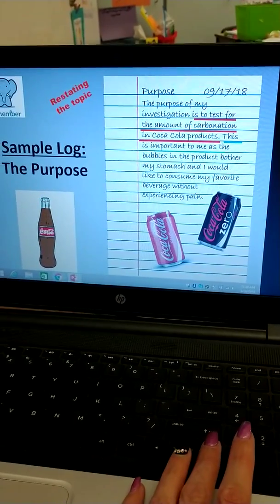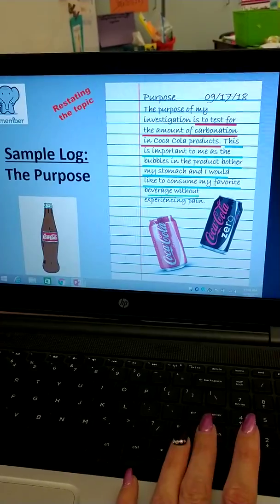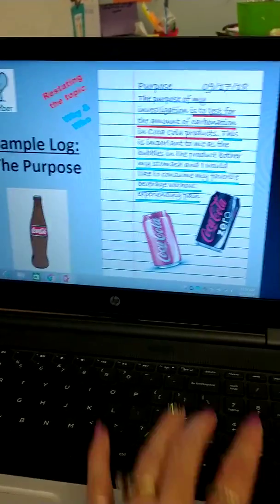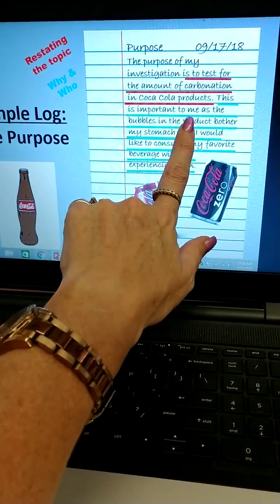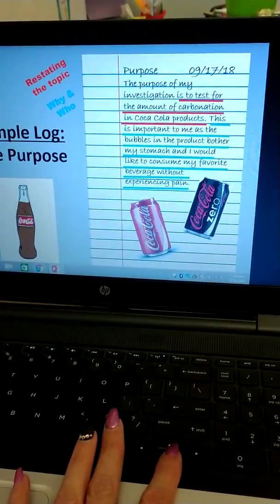And then the next part is stating the who and why. Who does it benefit and why do we need it? And that's the who and why. And so it benefits, or it's important to me, so that's who it is. And this is why, because the bubbles cause my stomach to hurt.